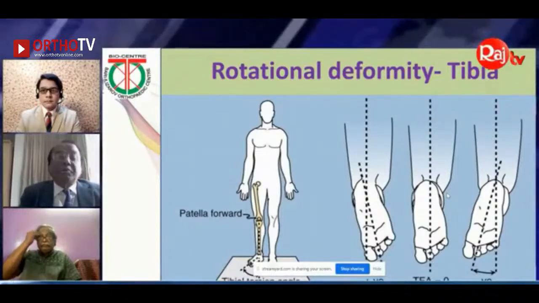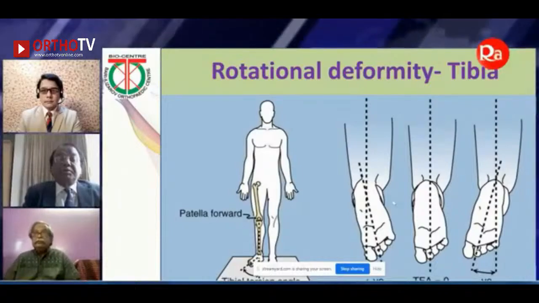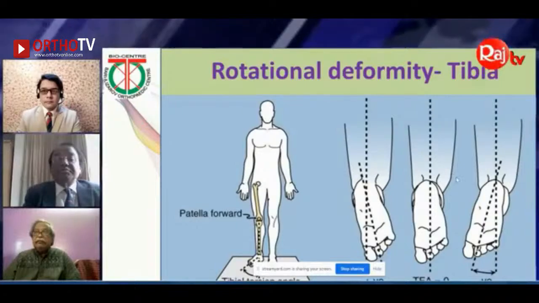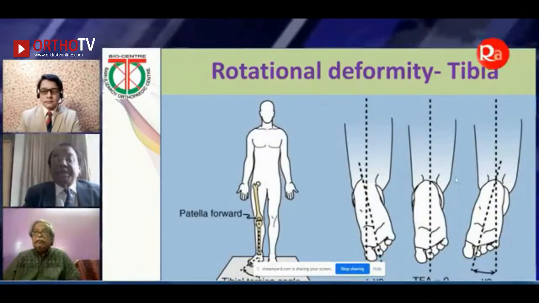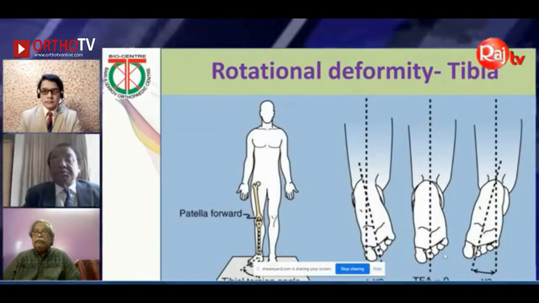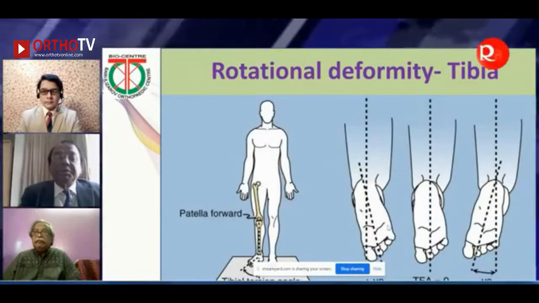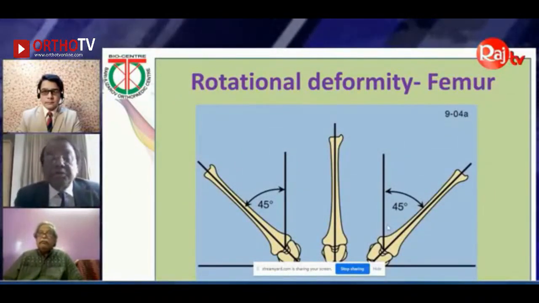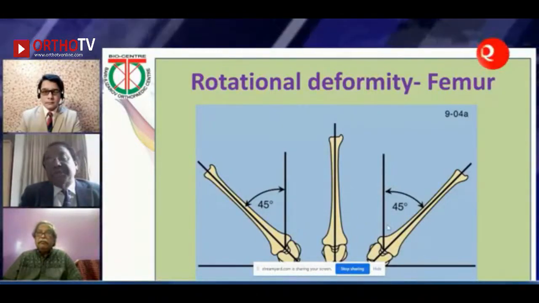Now, rotational deformity of the tibia. You just see patella forward, and if your patient lies in this way, you can see if you draw a line here, center of the thigh axis, this is the thigh femoral axis zero, this is positive, this is negative. If you draw a line before going for a correction of the deformity in the lower limb. Rotational deformity, you can see, dear friend, rotational 45 to that side, and here 45 to that side.